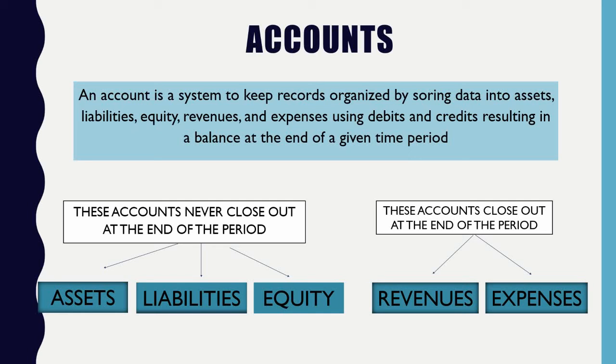We normally close them out because sometimes this month we might have advertising expense, and next month we might not need advertising anymore. So it's good to close them out. We'll talk more about that further down in accounting. I just wanted you to recognize there are 5 types of accounts: assets, liabilities, and equity, and then your revenues and your expenses.